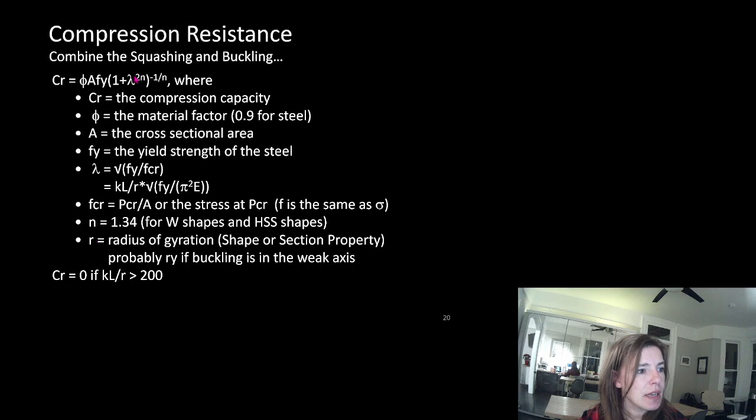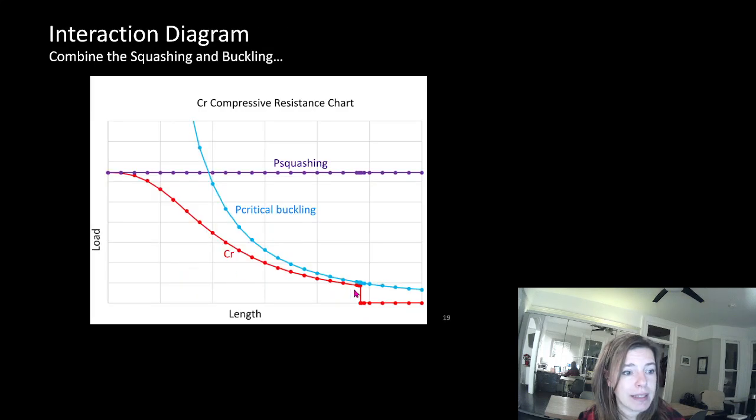But look at this. There looks like there's a limit on this. Cr is 0 if KL divided by r is greater than 200. Let's just go back to this. That's this limit here. So here's our Cr equation. It comes along, but we don't care if its KL over r is greater than 200, Cr is 0. So we put an upper bound on this. This is the maximum that we will possibly go. We won't let it go taller than this.